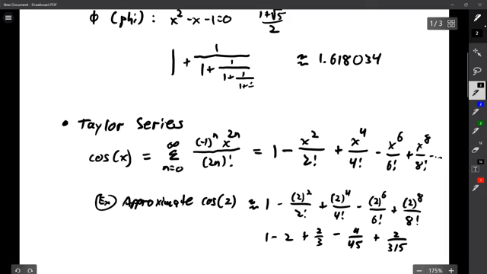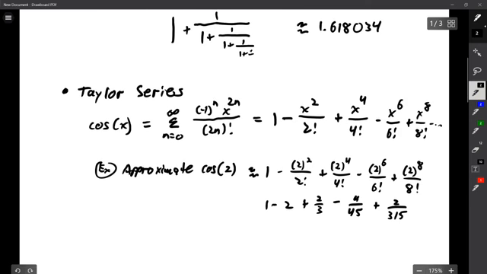So that's plus 2 over 315. And what's happening here is when we have just the first term, we are too big. And then when we subtract, now we're too small. And when we add, we're too big. Subtract, we're too small. Add, we're too big. But we keep adding and subtracting smaller and smaller values, and we're getting closer and closer to the actual value.